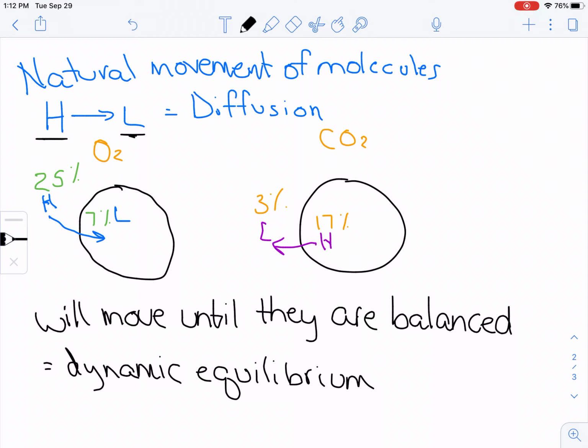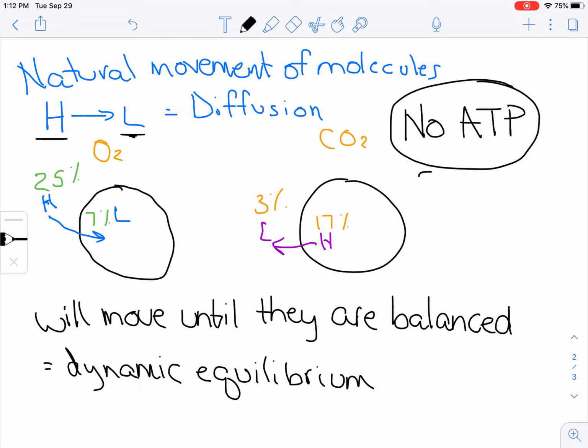So that process of diffusion requires no ATP. ATP, if I could spell, is energy. That's why I referred to it as natural movement. This just naturally happens.